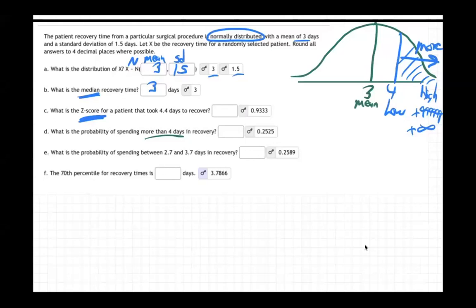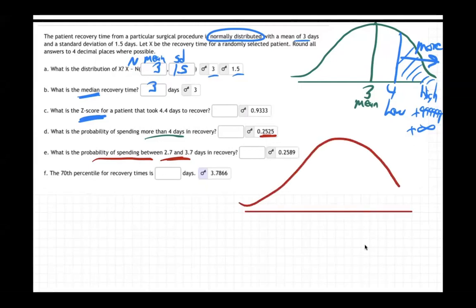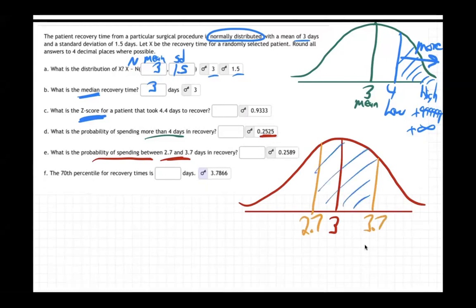Okay, so now for part E. So there's our last answer. Now part E: what is the chance of spending between 2.7 and 3.7? Let's do that. Draw another bell curve. Put the middle on there. The average person's 3. Between 2.7 and 3.7, so 2.7 would be about right here, and 3.7 about right there. So what's the chance that you're going to spend somewhere in that region between a low of 2.7 and a high of 3.7? That's easy.